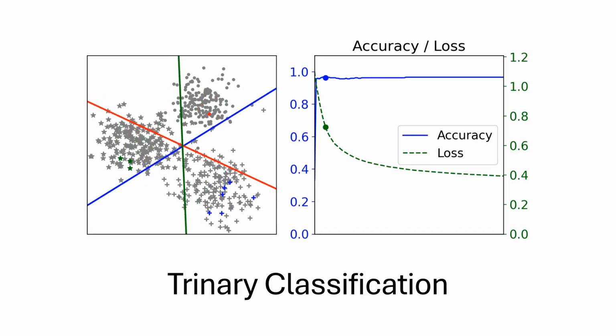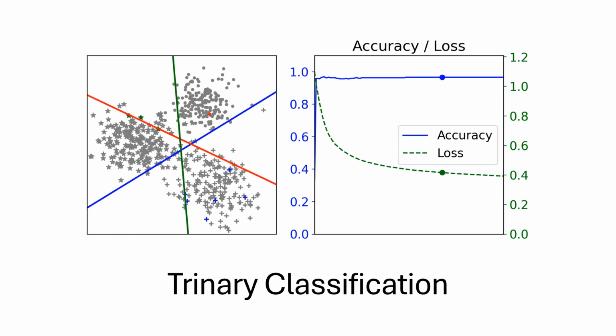With all that out of the way, what are the results? Well, here's a three-class or trinary classification problem. The network has three perceptrons, one per class. The points in the current batch are colored in. You can see the weights and biases for each perceptron represented as a colored line. Note how each one learns a one versus all line separating its class from the others.